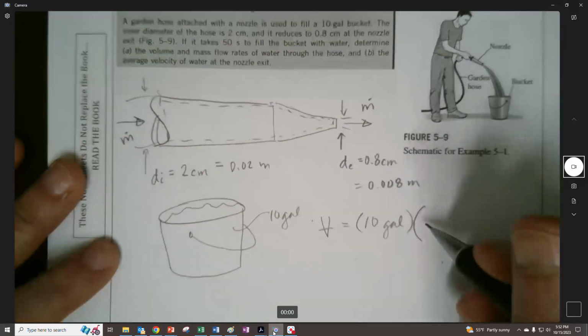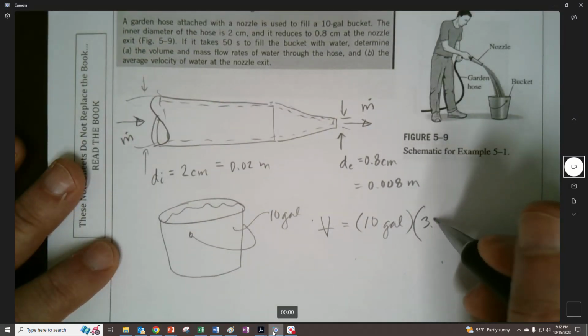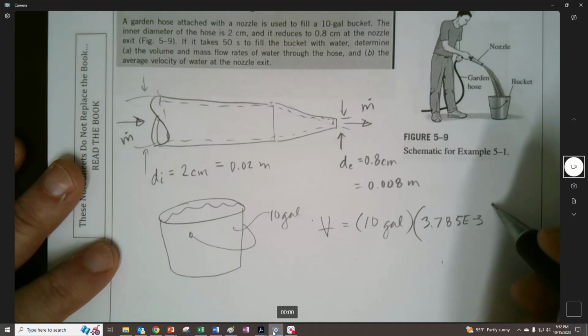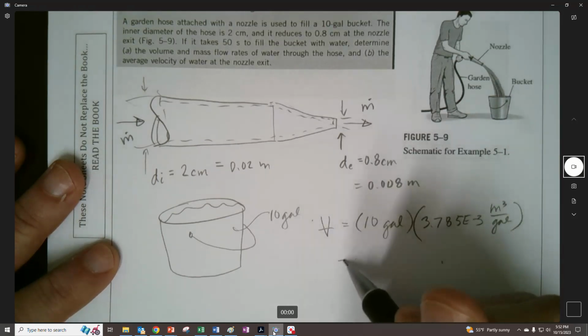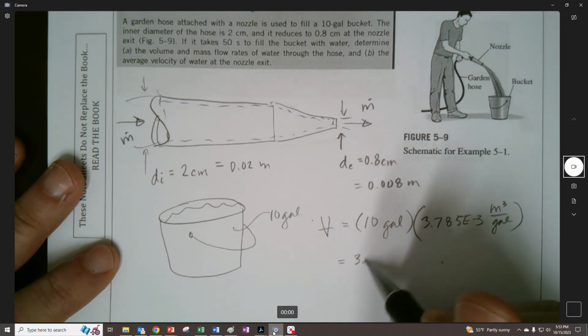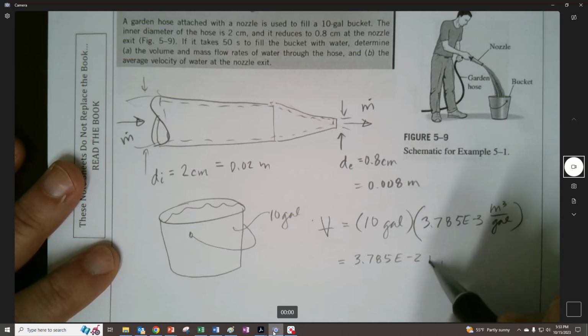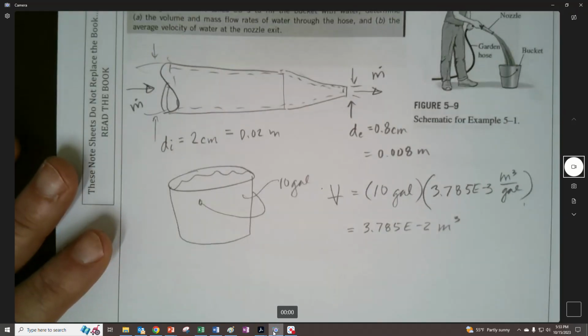So that's where I got that from. Where did you get that from? I got it from there, and that was cubic meters per gallon. So we end up with a small number, but we could deal with it. Cubic meters. Gotcha. All right.